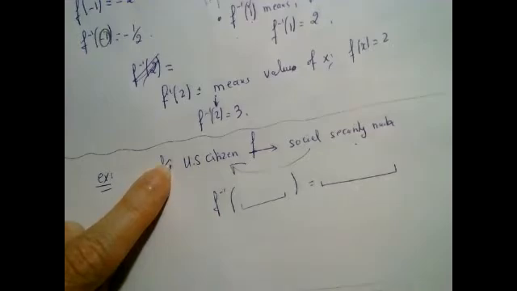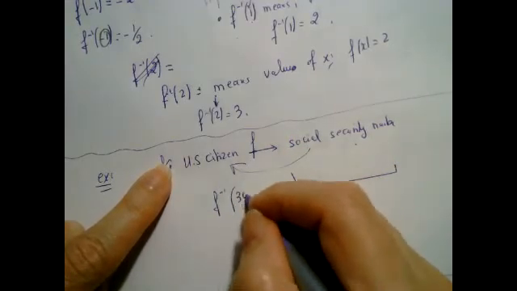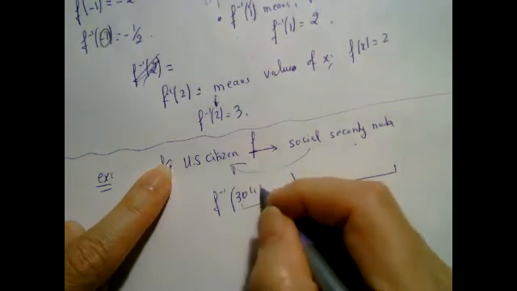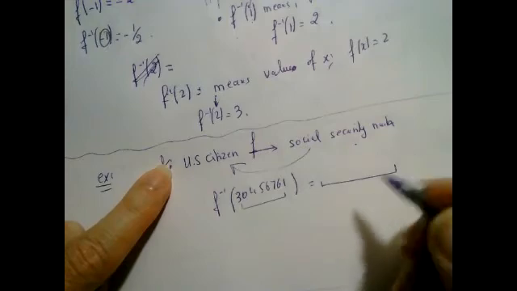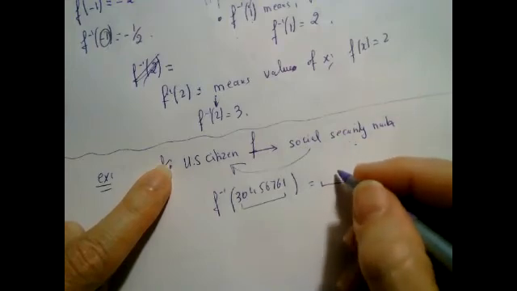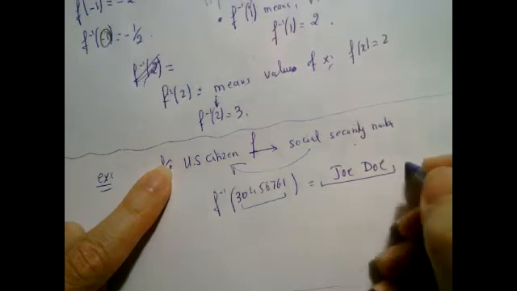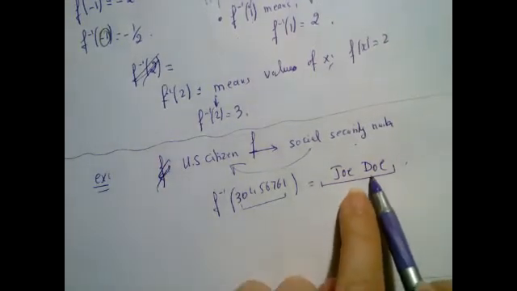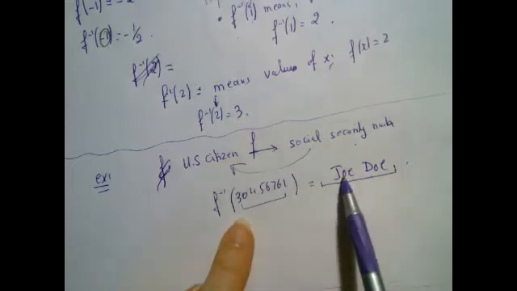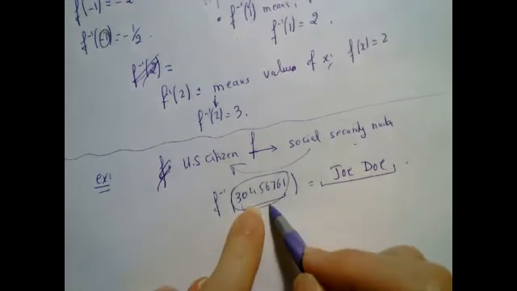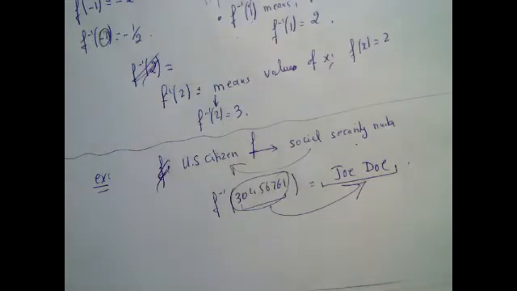this social security number. So if I say f inverse of, I don't know, 0, 2, 0, 3, 0, 4, 5, 6, 7, how many numbers? 6, 1, assume this makes sense, is equal to Joe Doe. It means the social security number of Joe Doe, it means that the US citizen who has this as social security number is Joe Doe. That's really what this f inverse is about.